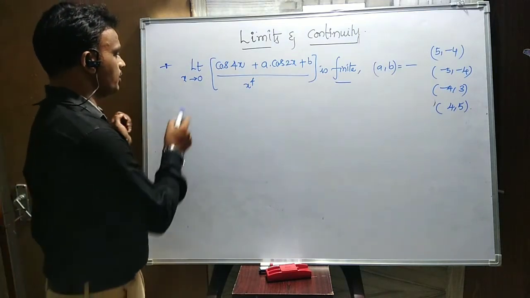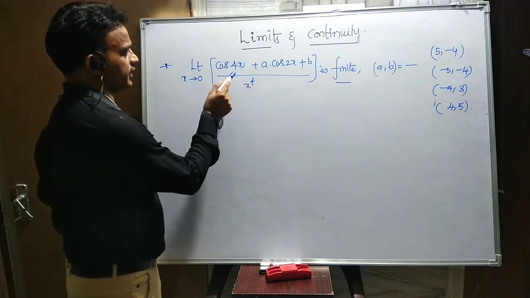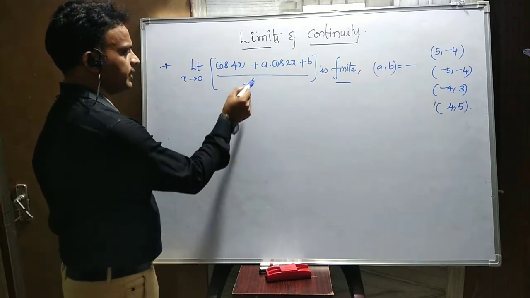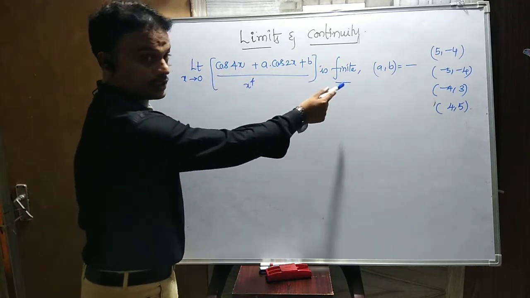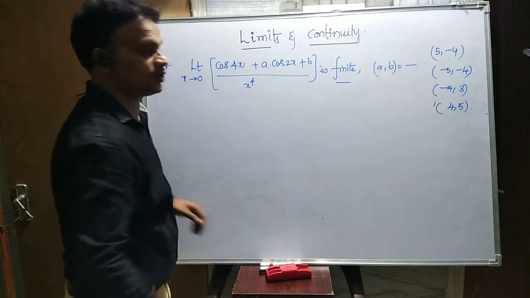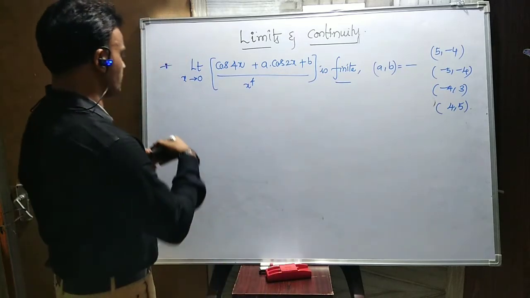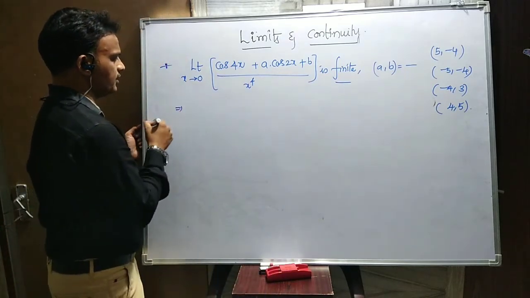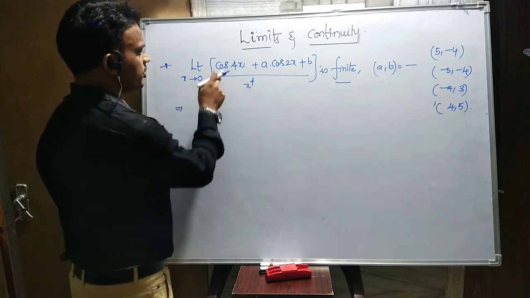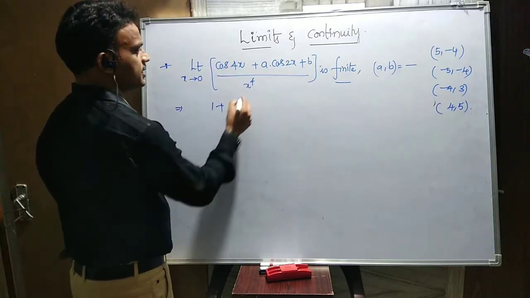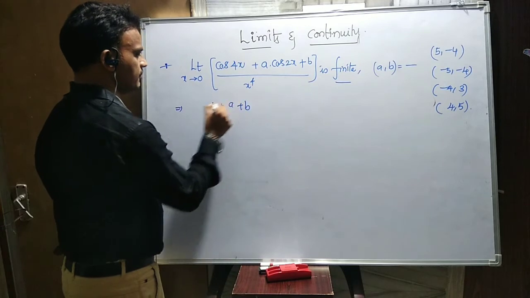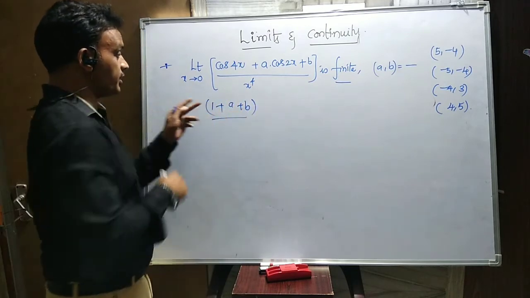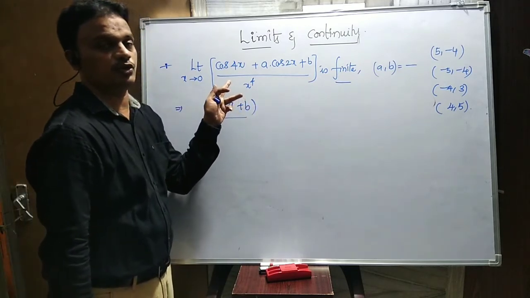Come on. So limit x tends to 0, (cos 4x + a cos 2x + b) / x^4 is finite. In that case, what are the values for a and b? Yes, come on. Try to apply the direct limit. Limit x tends to 0. What about the numerator, which is 1 + a + b, right? By denominator becomes 0. 0 by 4, 0.